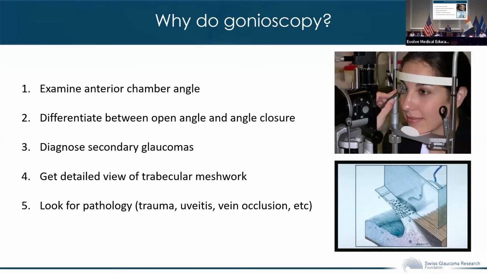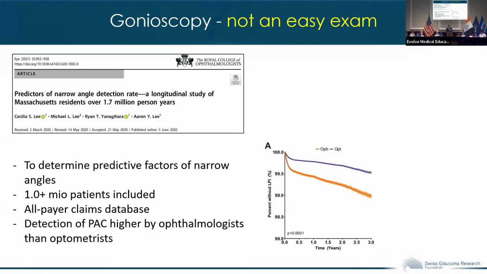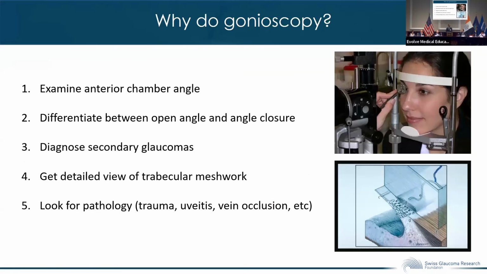Now, why should we do gonioscopy? Of course, in order to examine the anterior chamber angle, to differentiate between open and closed angle glaucoma. Do not ever define an eye as having open or closed angles, especially open angles, if you haven't done gonioscopy. Other screening tests, such as Van Herick, just don't have the power to do so. If you want to diagnose secondary glaucomas, then you cannot do it without performing gonioscopy.